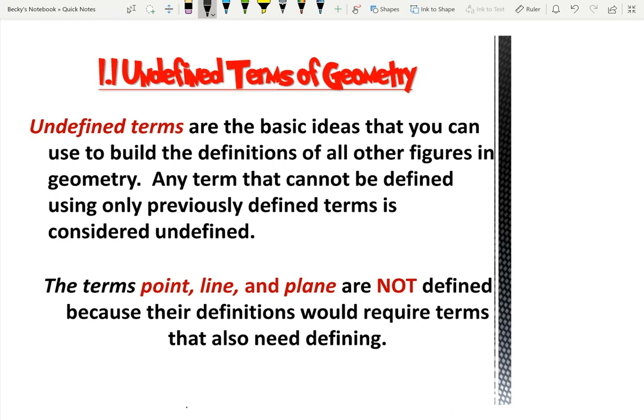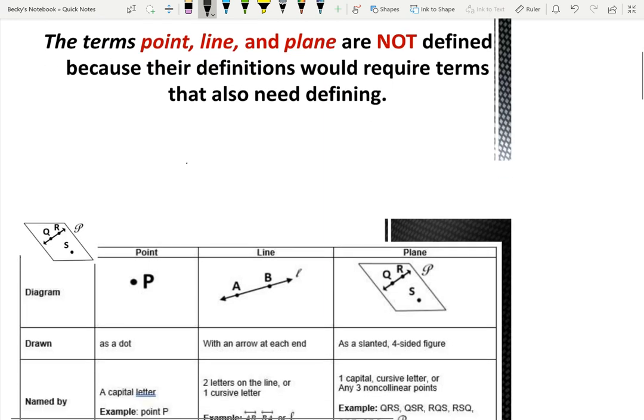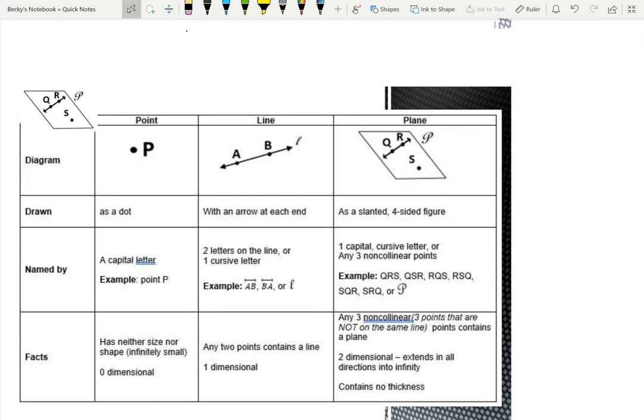So everything we do within this class, we justify it. And we have to start somewhere. And so point, line, and plane is where we're going to start. And we're going to describe them, but there's not a technical definition. But we can use a point, line, and plane to help us define other words. So, moving on, we're going to first talk about a point.